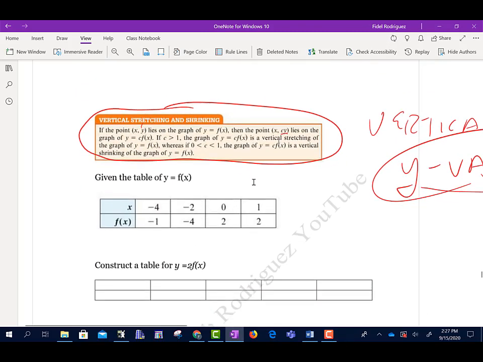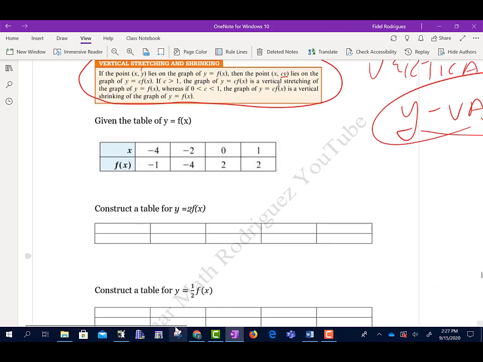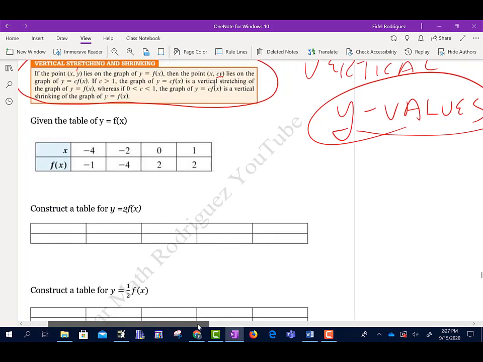Okay. All right. So it says the point x, cy lies on the graph of y equals c f of x. So it says if c is bigger than 1, then the graph of y equals c times f of x is a vertical stretching of the graph. And when c is between 0 and 1, then y equals c f of x is a vertical shrinking of the graph. Okay, so let's see what they mean by that.